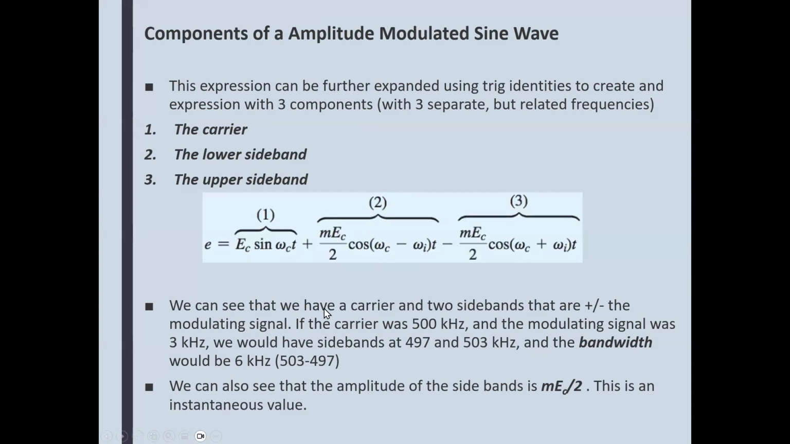We can see that we have a carrier and two sidebands that are plus and minus the modulating signal. If the carrier was 500 kilohertz and the modulating signal was 3 kilohertz, we would get sidebands at 497 and 503. This is the carrier minus the intelligence frequency, and the carrier plus the intelligence frequency.